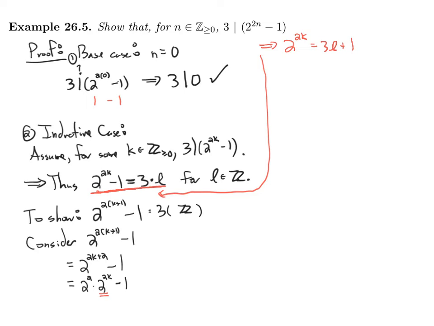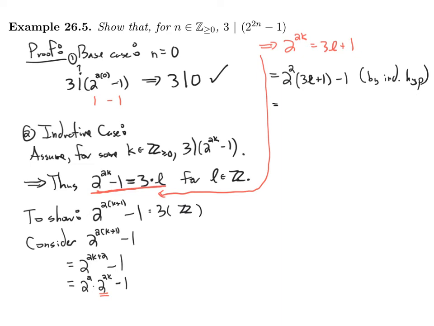So let's see what happens here. Let's go back up here. So this is the same thing as 2 squared, and now I'm going to use my inductive hypothesis. So this is going to be times 3l plus 1, minus 1, and that's by our inductive hypothesis. Remember, we assumed that 2 to the 2k equals 3 times l plus 1, so I'm using my inductive hypothesis there.